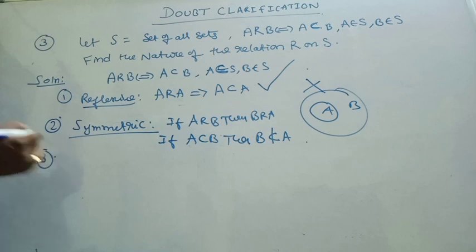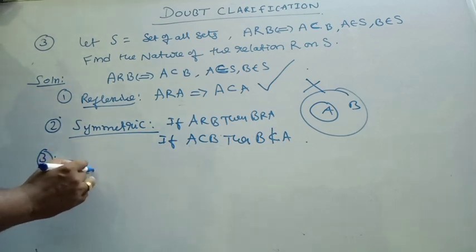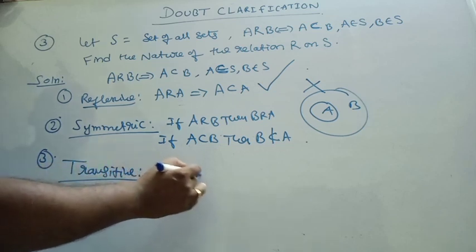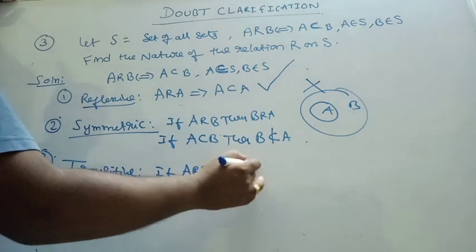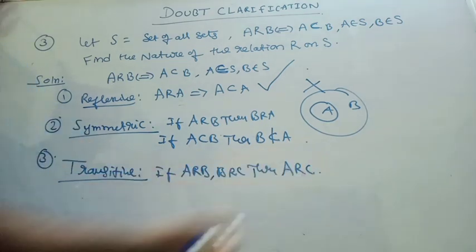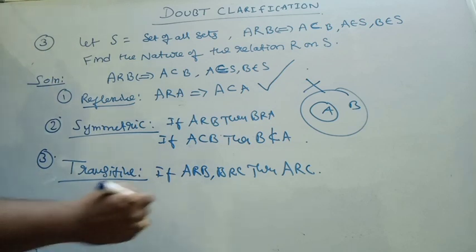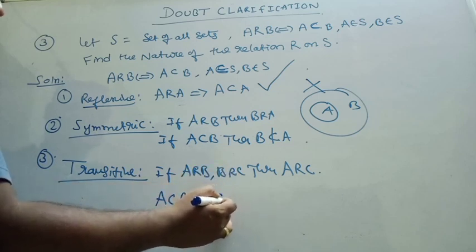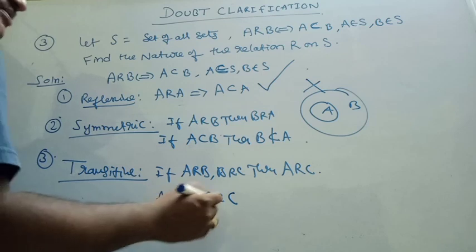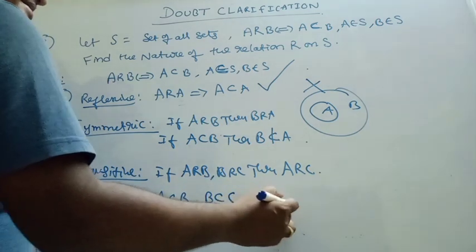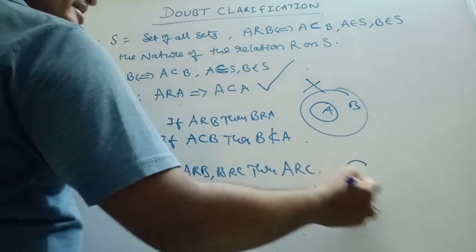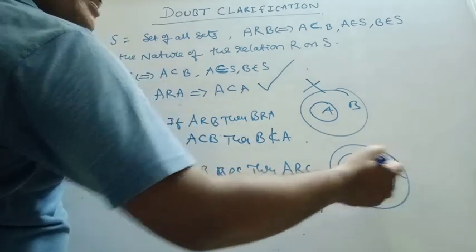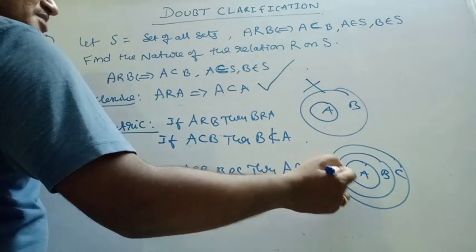Next, the third one, transitive. We will check transitive. Transitive is what? If A is related to B and B is related to C, then A is related to C. This is what you are required to prove. A related to B means A is a subset of B, and B related to C means B is a subset of C. Then compulsorily A is a subset of C, because A is present in B, and B is a subset of C. Now A is a subset of C, that is true. Therefore it satisfies transitive. Wonderful.